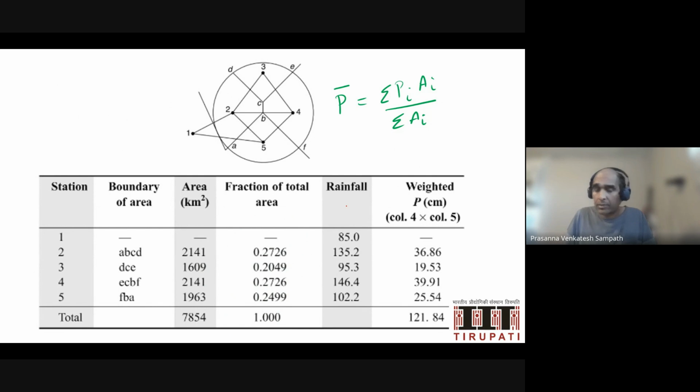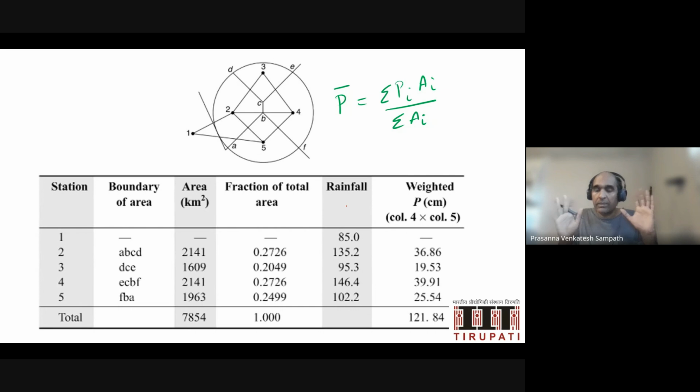So in this case, P bar, which is the mean precipitation over that area, is simply summation of Pi Ai divided by summation Ai. Okay, so that gives us the mean precipitation over a certain area. Now, another way of thinking about this Thiessen polygon method is to say that this is some kind of zeroth order interpolation. Okay, which means what am I doing? I'm just finding out the area.